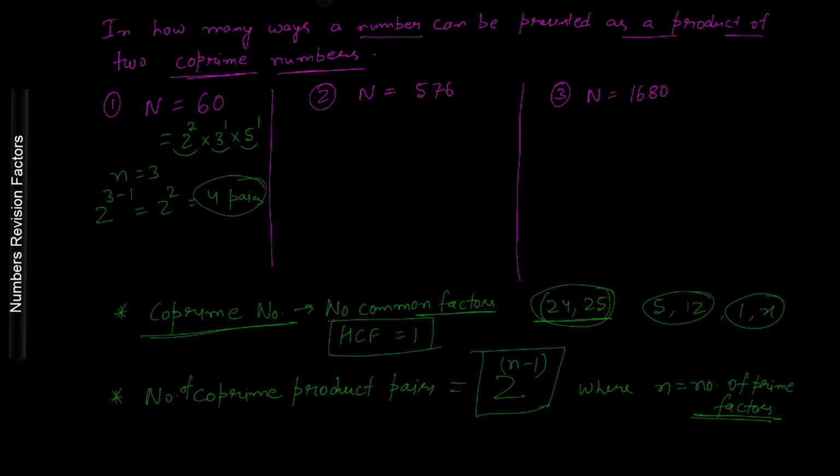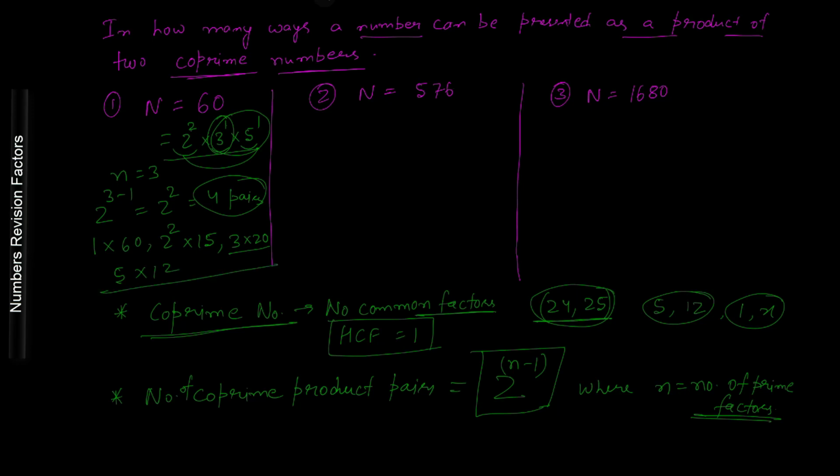Okay, you can actually see what those 4 pairs are. You see from here, 1 into the entire 60, that is a co-prime pair. 2 square into, combine these two together, 15. This is an entire co-prime pair. 3 into 4 into 5, 20. That is, take 3 out and these two together. Similarly, take 5 out and take everything else together. So these are 4 co-prime pairs.